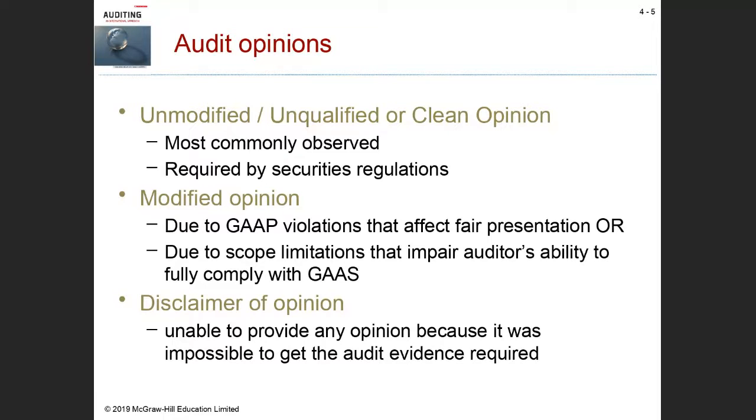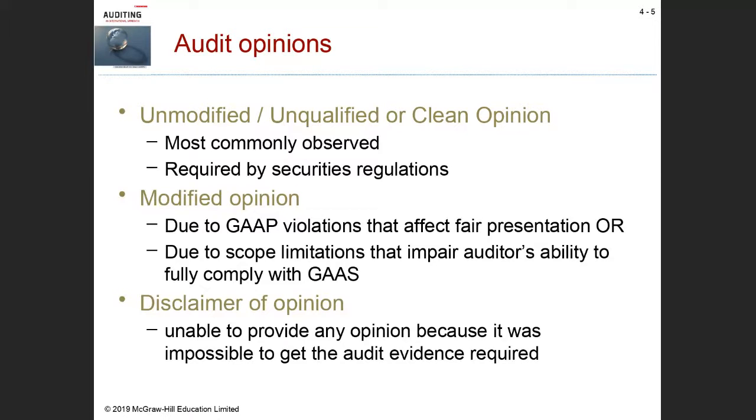The first one is if there's a violation of generally accepted accounting principles. So for public companies, we know that they must follow the IFRS rules. So if the auditors determine that management had not followed the IFRS rules in the financial statements, so the financial statements do not present fairly, it's potentially a case where the auditors would have to qualify their audit report.